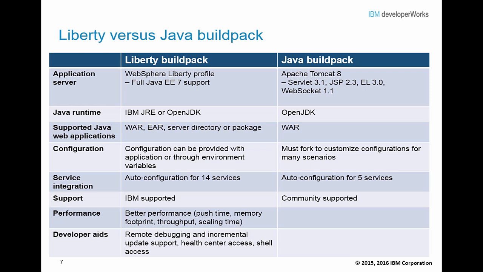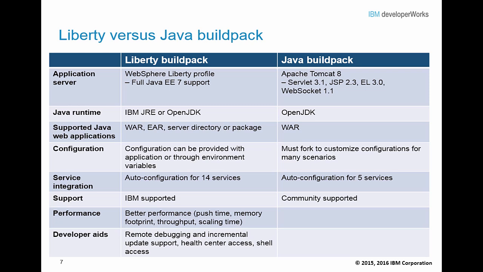Liberty build pack runs on WebSphere Liberty Server and supports the full JEE 7 platform, whereas the Java build pack runs on Apache Tomcat 8 and supports certain select JEE 7 technologies, for example, Servlet 3.1, JSP 2.3, EL 3.0, WebSocket 1.1. Next, the Liberty build pack supports IBM JRE along with OpenJDK. The Java build pack only supports OpenJDK.